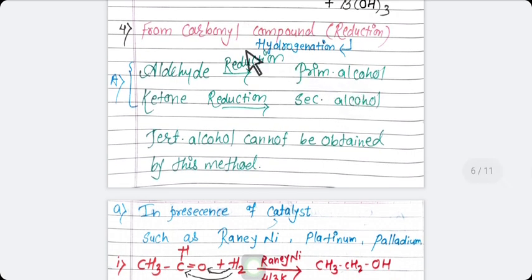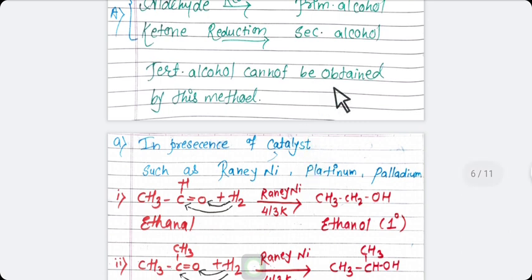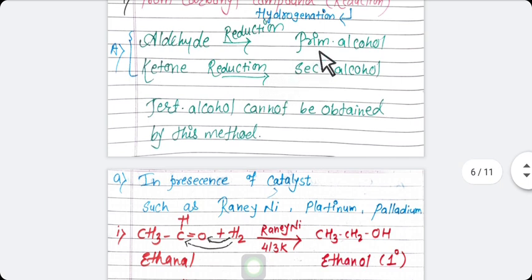As you know, students, aldehyde and ketone are both carbonyl compounds. Aldehyde and ketone undergo reduction, means hydrogenation, and form alcohol. When aldehyde undergoes reduction, it forms primary alcohol. When ketone undergoes reduction, it gives secondary alcohol. From this method, you cannot obtain tertiary alcohol. Only primary and secondary alcohol can be formed by this method.